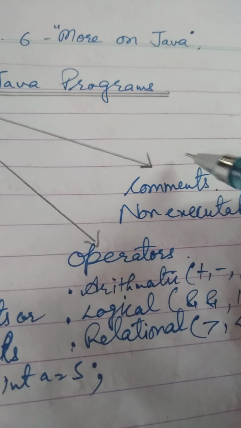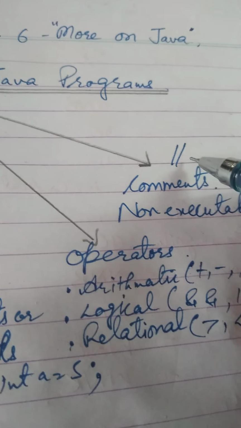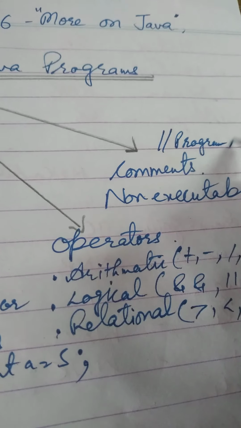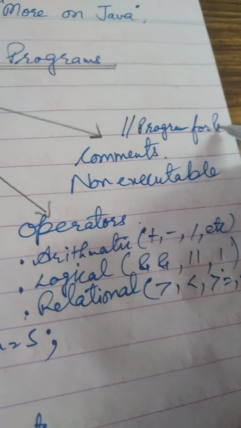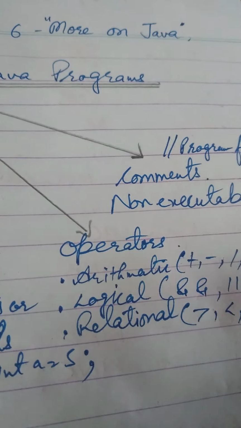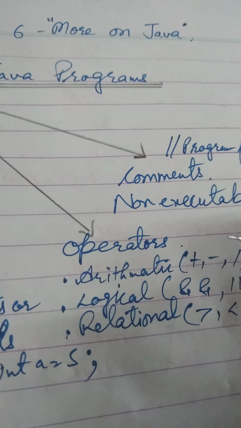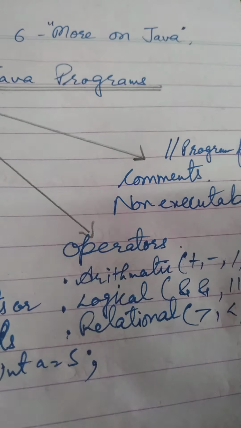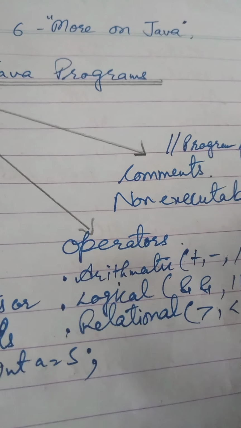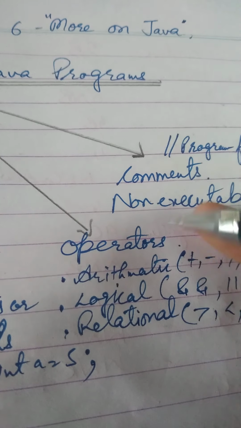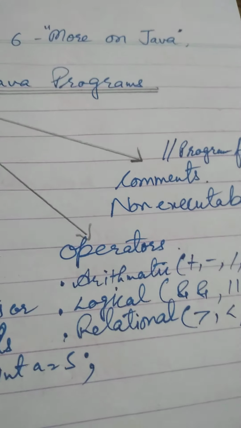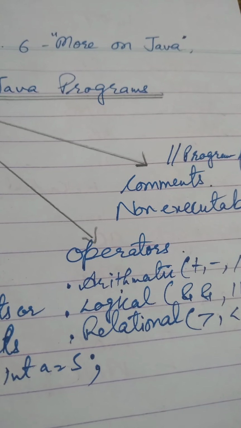So I can make that a single line comment. I am writing program for practice. So this is my comment, means it is just for my knowledge. It will be in gray color and it is not going to execute when you run the program. So we have single line comment and document comment or multi-line comment. All right, so these are the basic elements of your Java program.